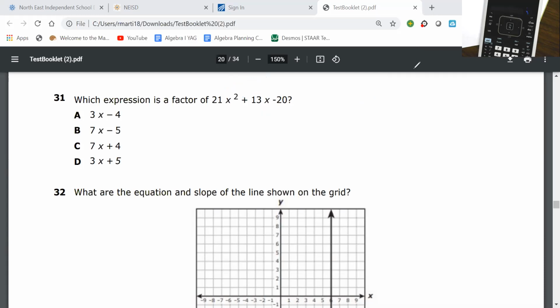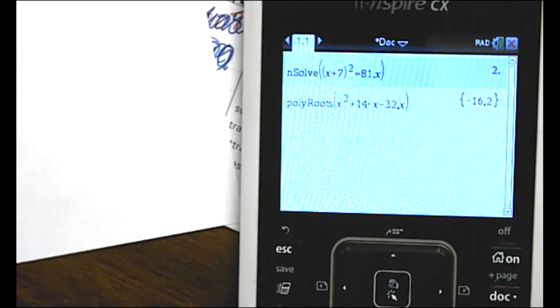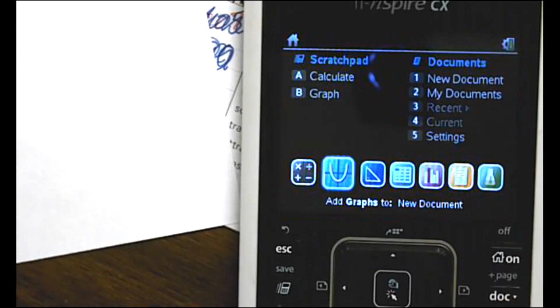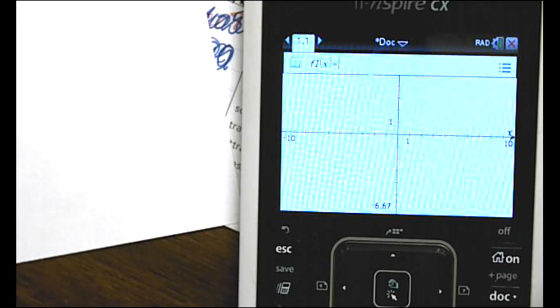Okay, I didn't teach you that because of time, so I'm going to teach you another way to do it, two ways to do this. Let me go to the calculator here. Okay, so get rid of this thing here. I'll go to the graphing mode there. Okay, so I get 21x squared plus 13x minus 20. Okay, and I graph it, hit the down arrow.